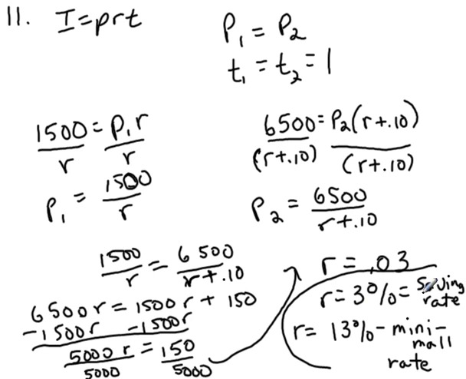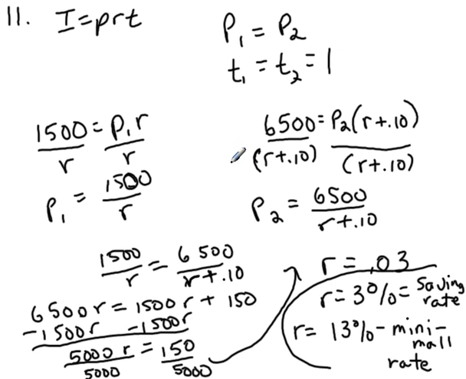So those two answer the question asked right here, which was find the rate of interest paid by each investment. 3% was the rate of interest paid by the savings, and 13% was the rate of interest in the mini mall investment. Again, the key thing you had to remember for this problem is that the principal was the same for both of them. P1 was equal to P2. The time was the same for both. I just left it out because multiplying by 1 doesn't affect your equation. If it were anything other than 1 year, I would have had to have that in here as well.